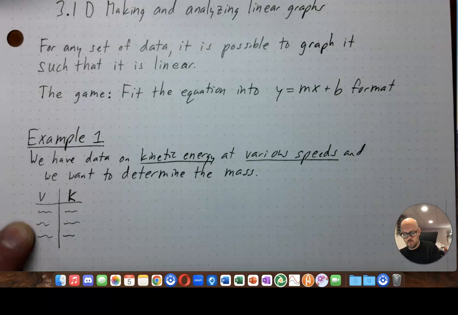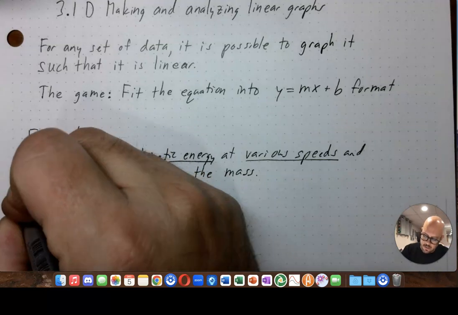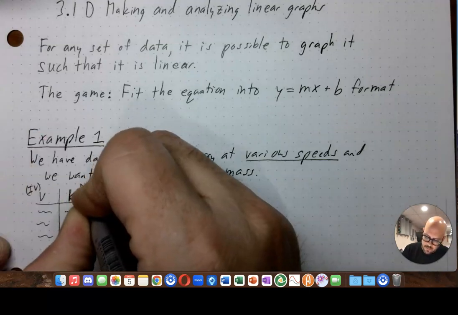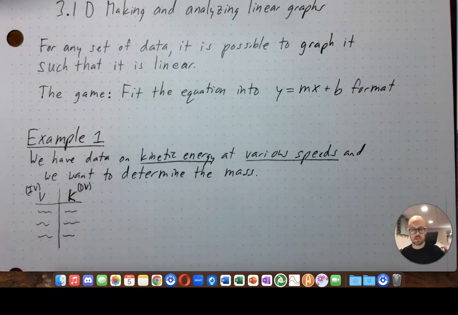In other words, we set an object at a certain speed, and then we record its kinetic energy. The way that data tables are set up is we have the independent variable on the left, dependent variable on the right, and so that will continue on throughout this. It's a nice chance to review variables also. So we're going to have to graph this data and determine the mass of the object.